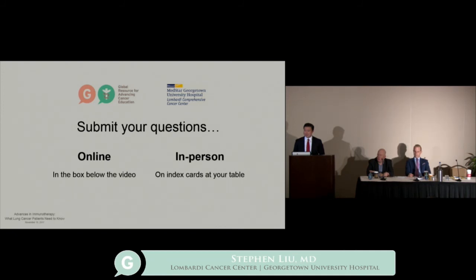Question: when can I restart immunotherapy after having a side effect? So the short answer is it depends. If someone has a severe toxicity, such as a severe pneumonitis or colitis requiring hospitalization, that could be really a life-threatening toxicity, I generally would not restart therapy in that patient. I think the risks of that happening again would be too great.